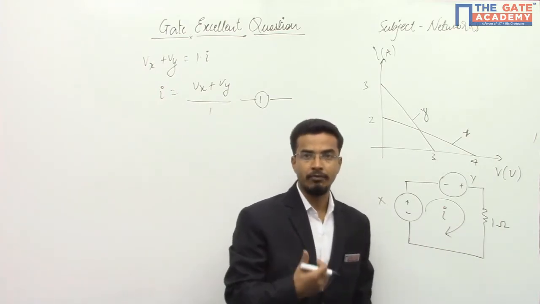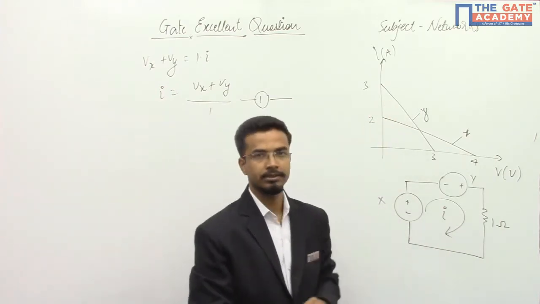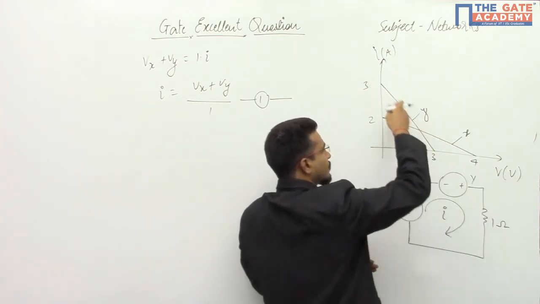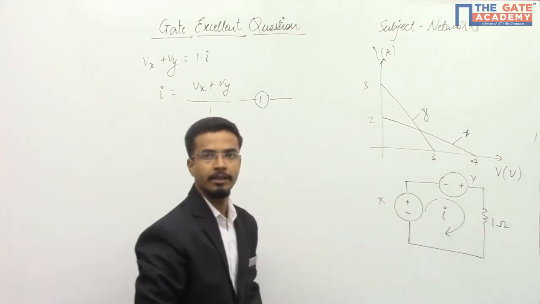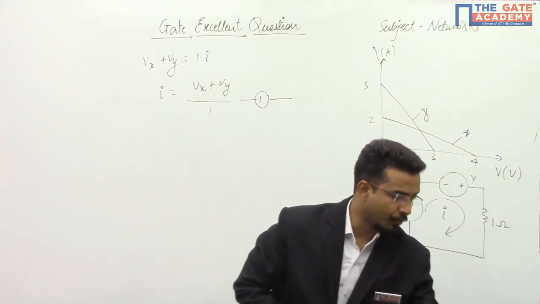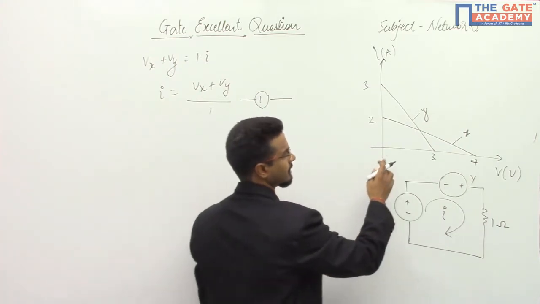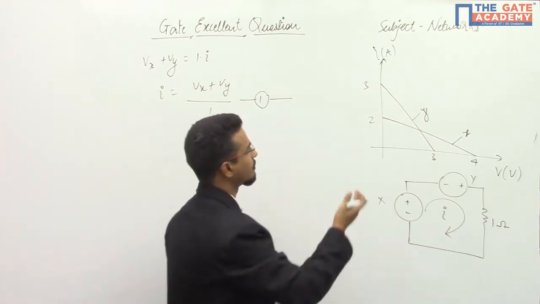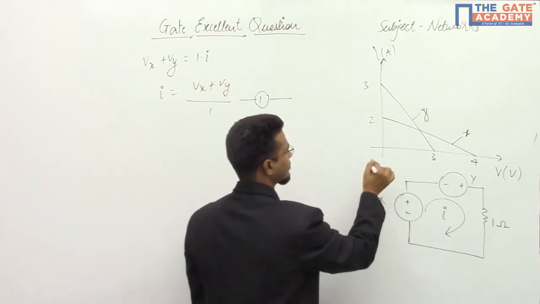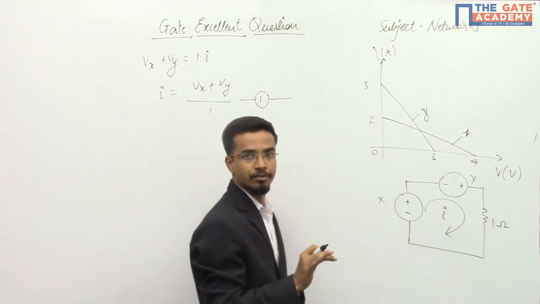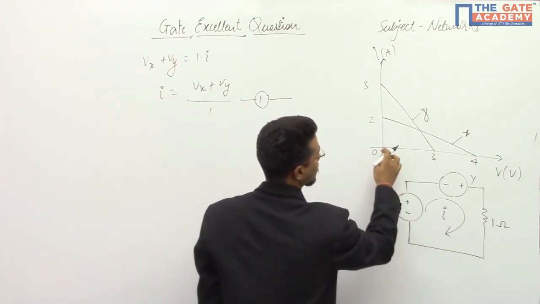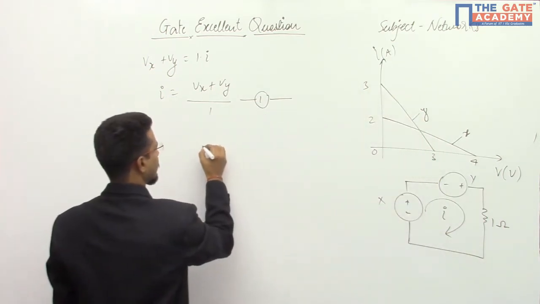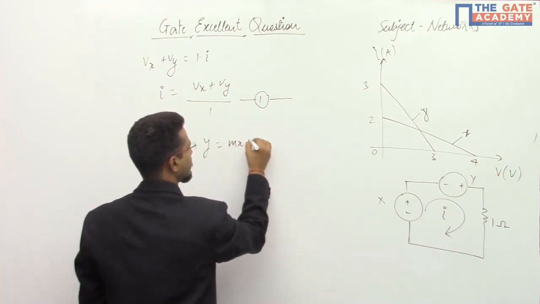The next equation I should get from the plot, where this is the voltage axis and this is the current axis, and this is the first source and this is the second source. If we want to get the values of Vx and Vy from the figure, we should know how to proceed. This question includes graph analysis also. If you want to write the equation for this line, y is equal to mx plus c.